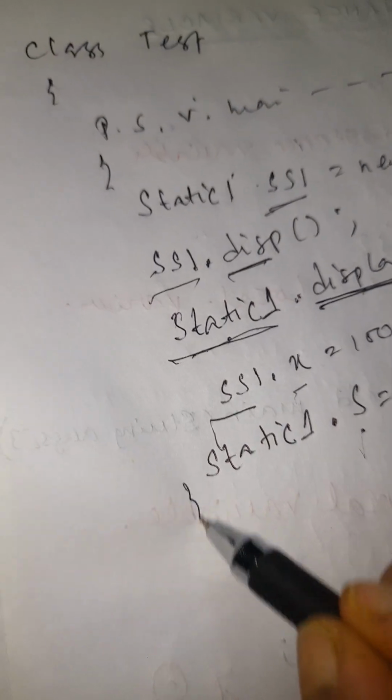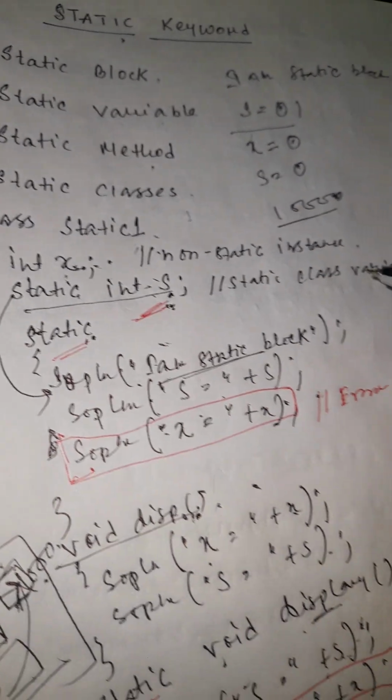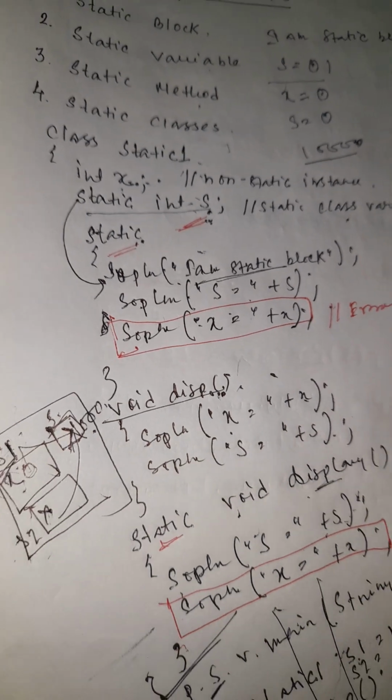Clear? So that is why the normal variable is known as the instance variable, and the static variable or static method is known as the class variable or class method. I hope all of this is clear.